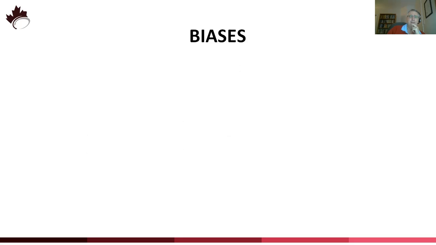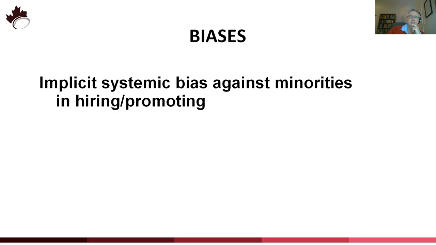Now, there are two types of biases that we looked at in this model. We looked at implicit systemic bias against minorities in the hiring and promoting processes. This could be, for example, in the questions that are asked at the interviews or the questions used in the examinations, or it could be very much implicit in the structure and the members of the board who are doing the hiring and promoting. So these could be very hidden to the organization and need to be examined carefully.